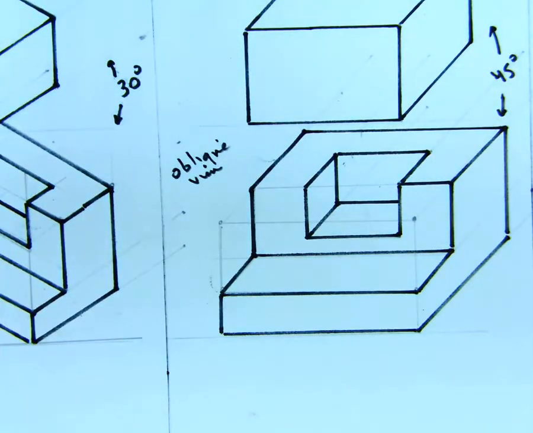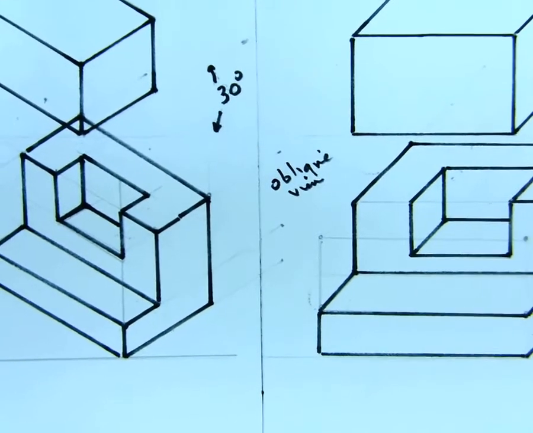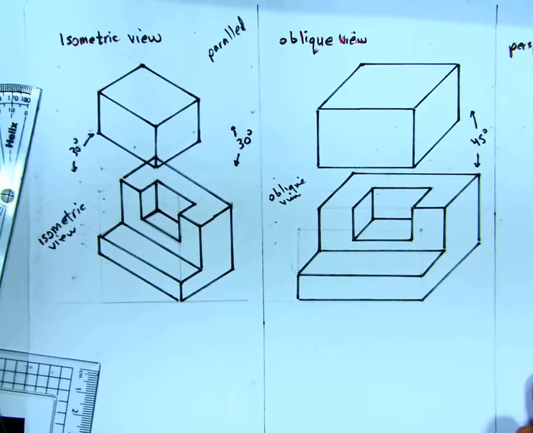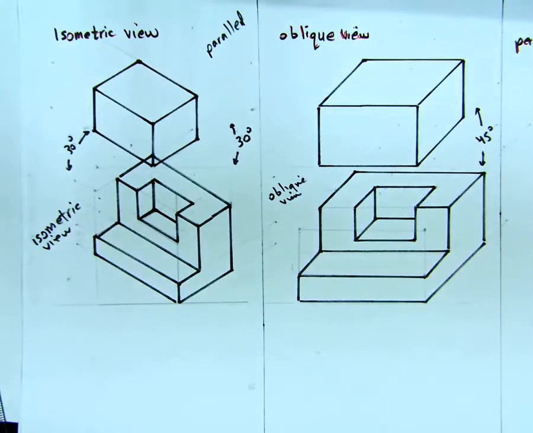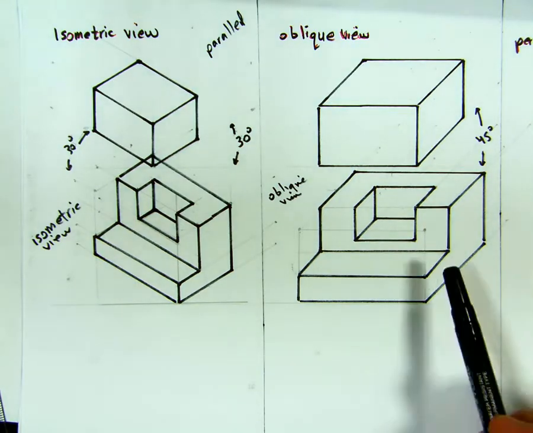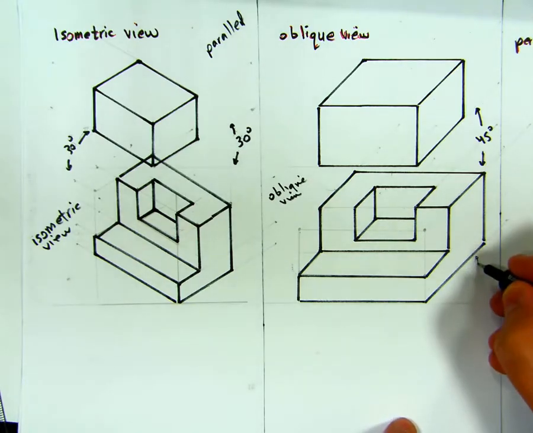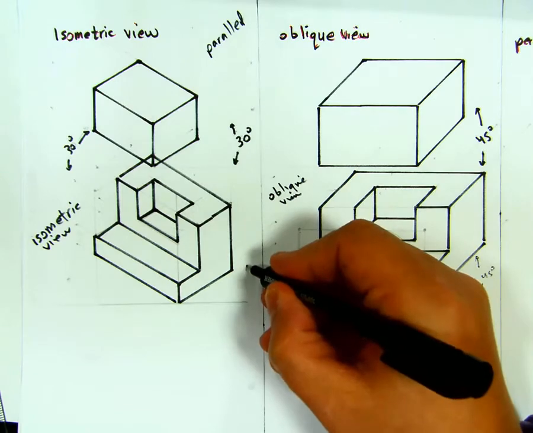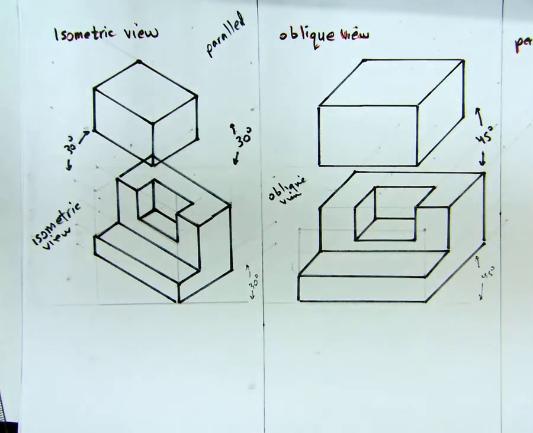So here is the object. So same object in isometric, in oblique. In oblique, this angle is 45 degree. In isometric, this angle is 30 degree.